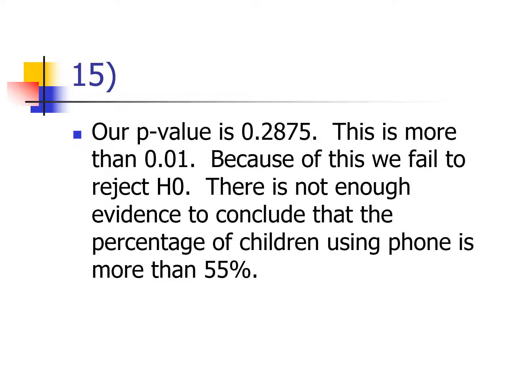So our p-value is 0.2875. That's quite a bit more than 0.01, which is the alpha they want us to use. And so that means we fail to reject the null hypothesis. There is not enough evidence to conclude that the percentage of children using phones is more than 55%.